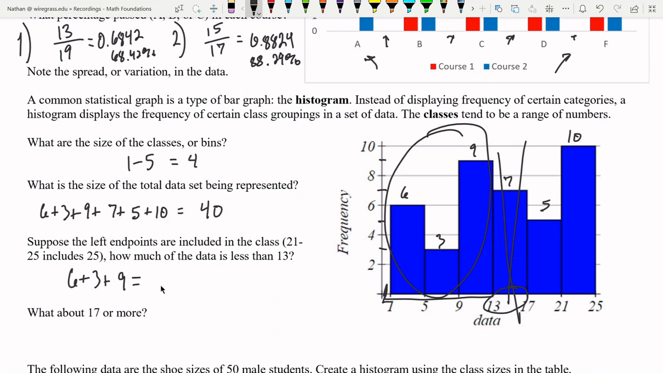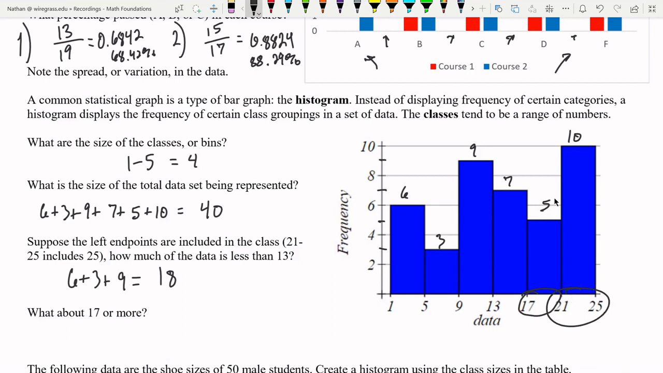Or 15 plus 3 is 18. 18 data points are included in these 3 classes. What about 17 or more? Well, 17 or more is going to include this one here, because that's going to be included in this class, and of course this one as well. That's going to be 5 and 10. So 15 data points are included from 17 or more, which of course the only thing that's not included in either of those two sets is from 13 all the way up to 17, but not including 17.